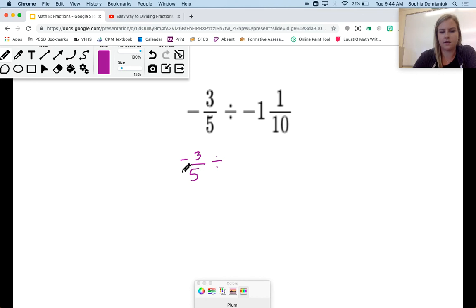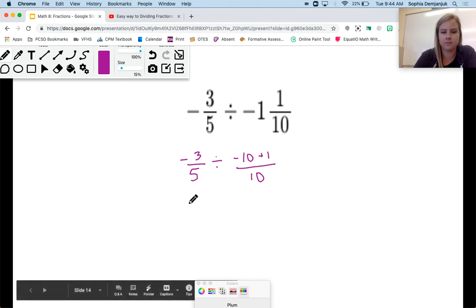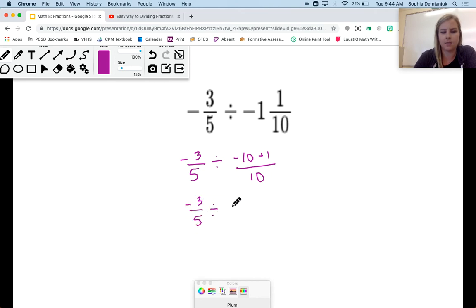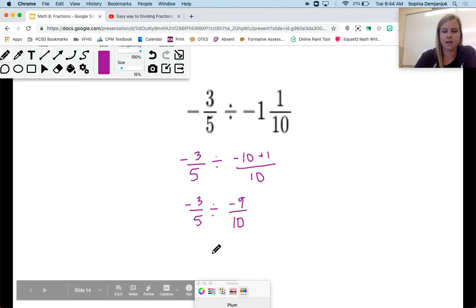For your answer, you'll get negative 3/5 divided by, changing this into an improper fraction, negative 10 plus 1 over 10. Bring the negative 3/5 down. Negative 10 plus 1 leaves me with negative 9 over 10. I'm going to keep, change, flip. Negative 3/5 times 10 over negative 9.